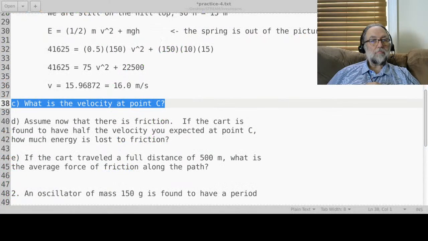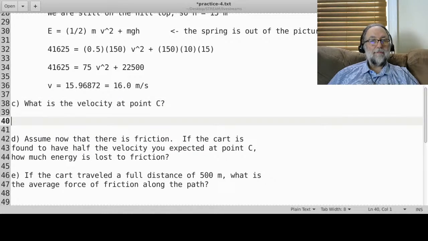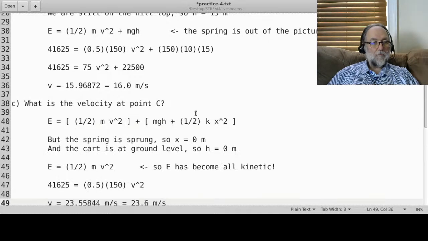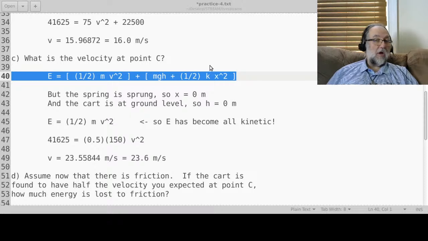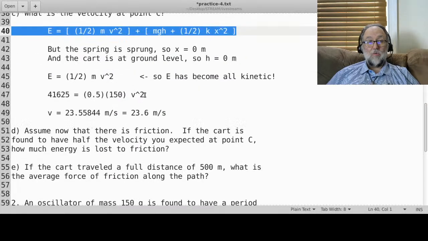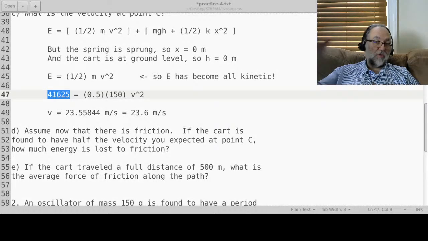Okay, so over here, cut and paste that. So again, you could start with the same formula, but the spring is finished, so x is equal to 0. That's out of the picture. The cart is at ground level, so h is equal to 0. So that one's out of the picture. The only surviving term is 1/2 mv squared. So E is equal to 1/2 mv squared. The energy, we know what it is because, as I said, at every point the total energy is the same. So it's still the 41,625. That's equal to 0.5 times 150 times v squared. You solve for v, and rounding off, that's 23.6 meters per second.